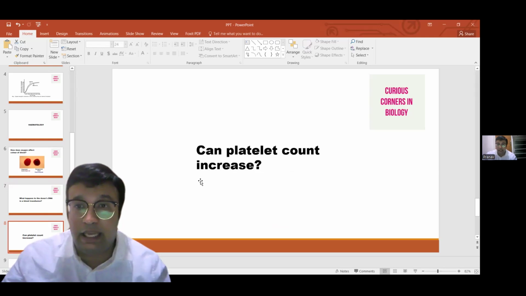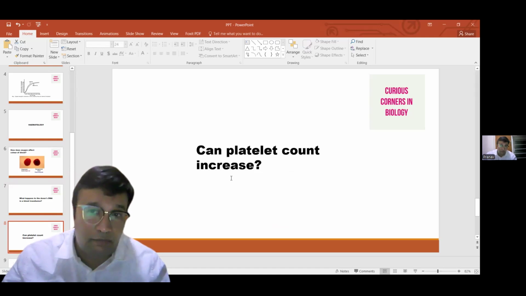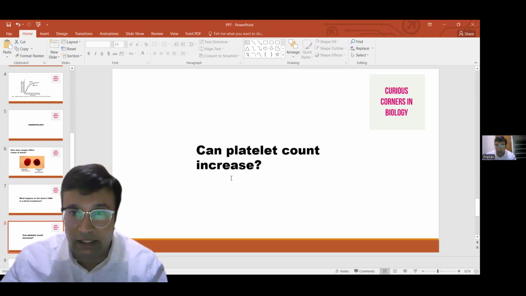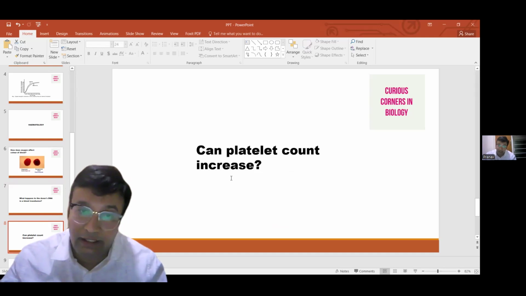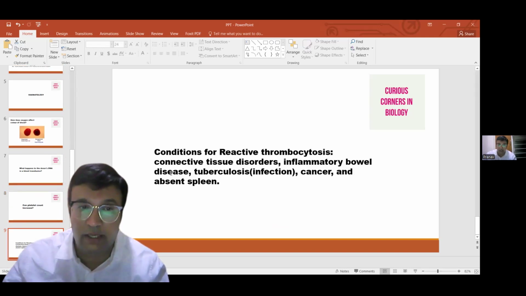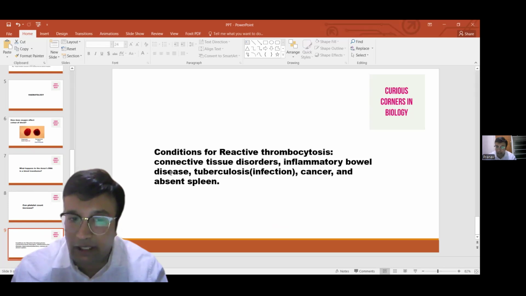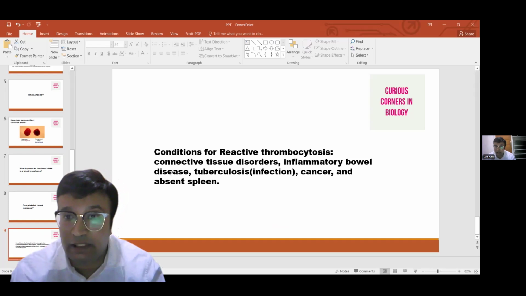The last question is, can platelet count increase? We have seen that RBC count can increase, that is altitude sickness, and can decrease in anemia. WBC count can increase or decrease in infections, but what about platelets? Yes, platelet count can also increase, and this is called reactive thrombocytosis or secondary thrombocytosis. Okay, so what are the conditions of reactive thrombocytosis? Conditions are connective tissue disorders, inflammatory bowel disease, tuberculosis, cancer, and spleen which is absent.